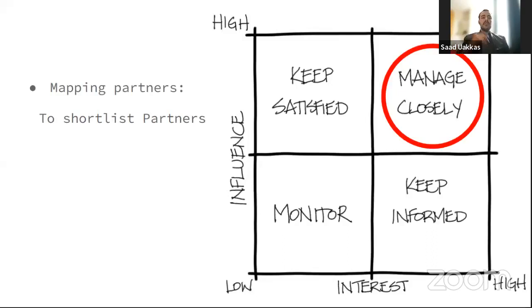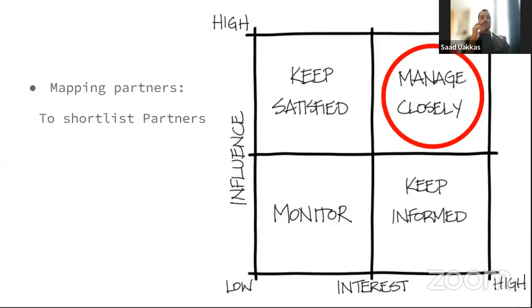You make a table called a stakeholder mapping table, which you can easily find on the internet. The idea is to find out who are the most powerful partners and organizations, and who are the most interested. For example, the Ministry of Environment is so powerful, and so interested to work on a local issue that you want to address. They would be in this zone here, where you would prioritize them, manage them closely, and approach them first.